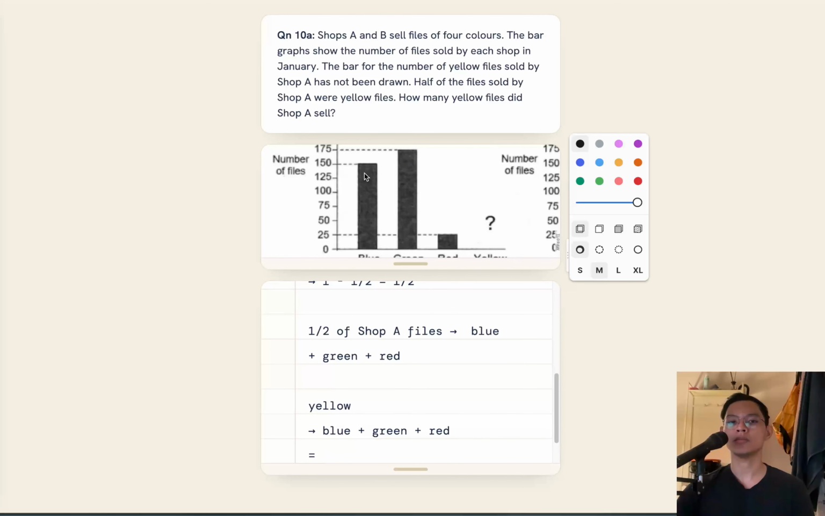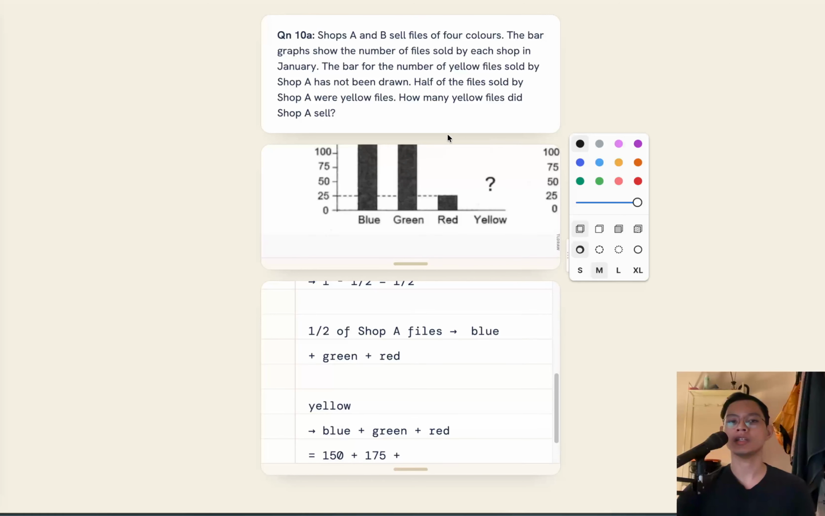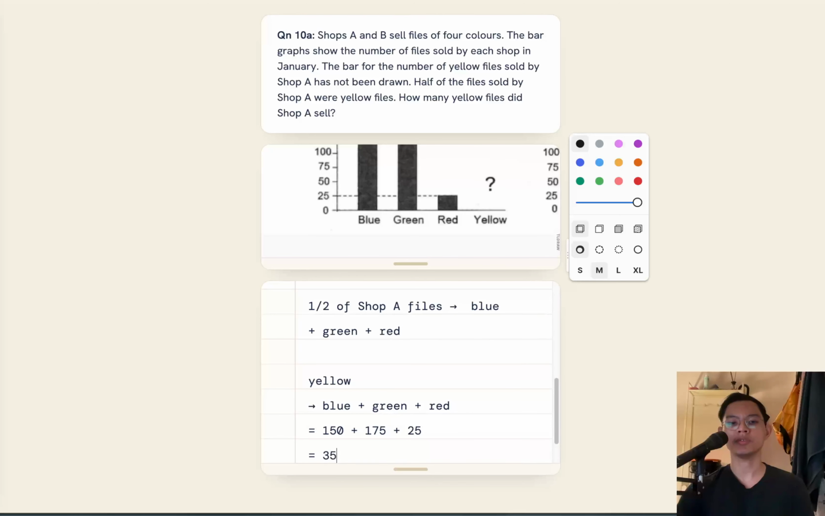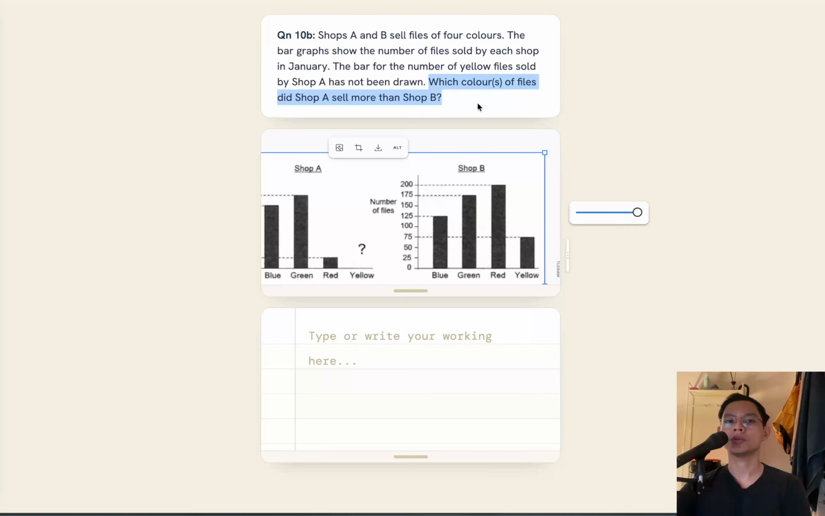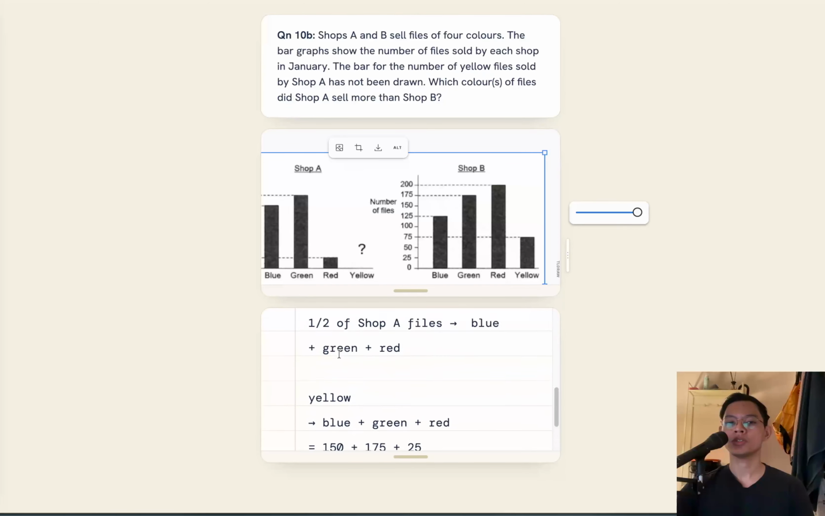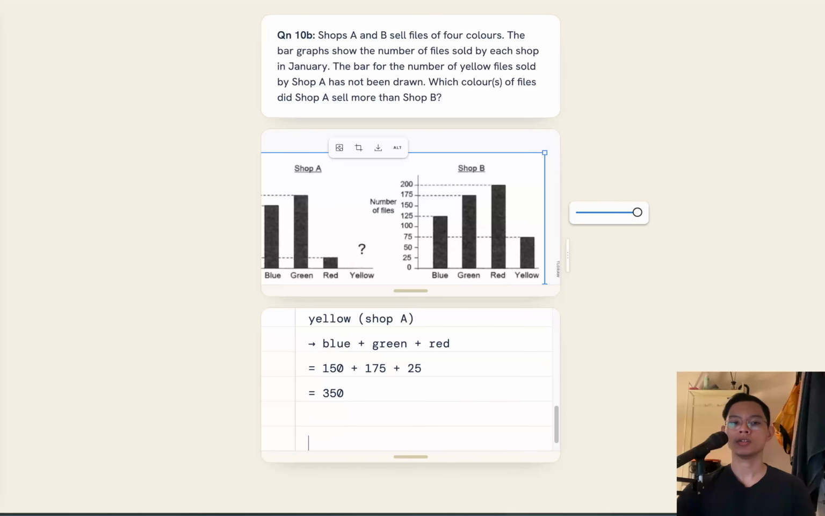So let's calculate. Blue is 150, green is 175, and red is 25. And this will give us 350 files for yellow in shop A. There you go. So question 10, part B. Which color of files did shop A sell more than shop B? So this is yellow, half of shop A. So yellow for shop A is 350. Yellow of shop B is 75.